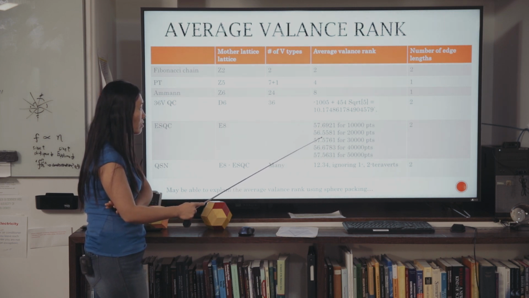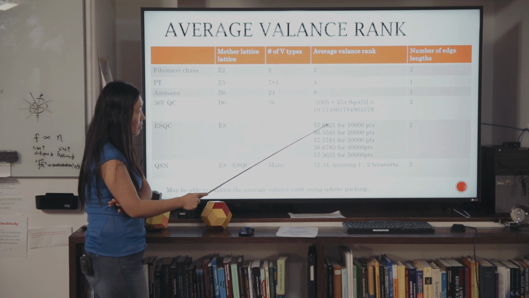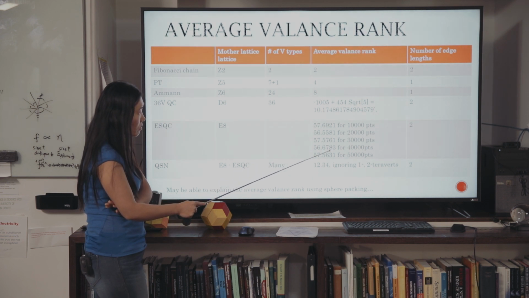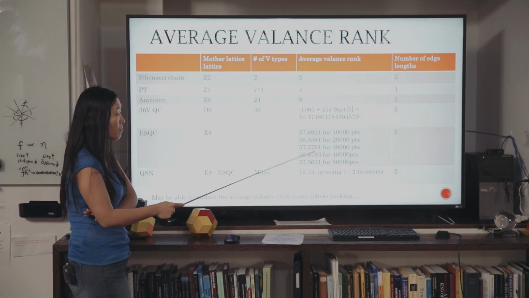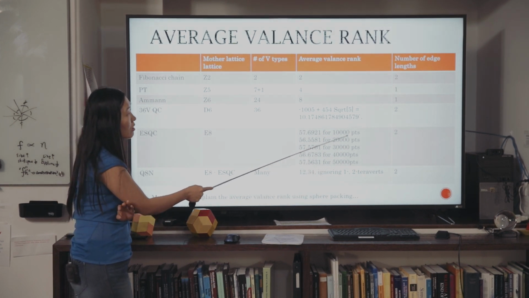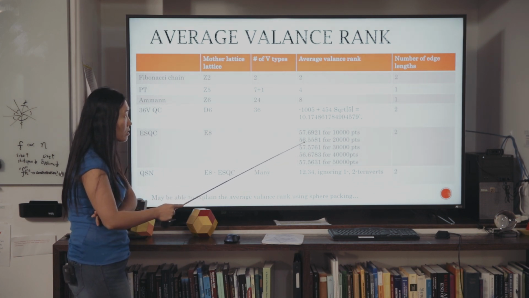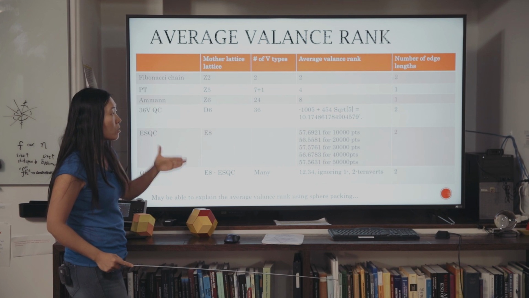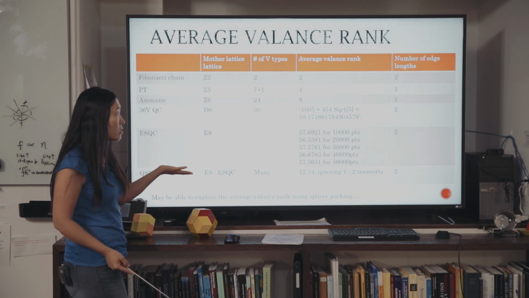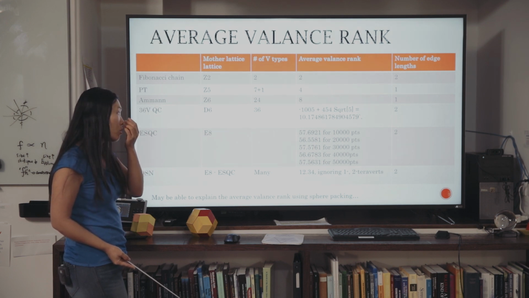For 20,000, I got 56.5. You can see it oscillated around 57: over, under, over, under, over, which is really interesting. So that means the average is 57. For 10,000 points, the average valence rank is this number. For 20, it's this number. For 30, it's this. So you can see it's always above or below 57. Wow. So we can guess it could be just around 57. It could be 57. Yeah. Which is really interesting.